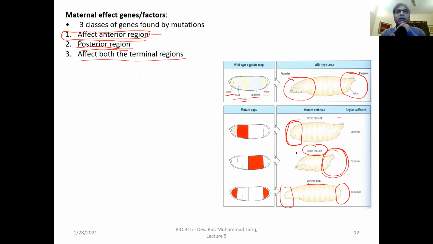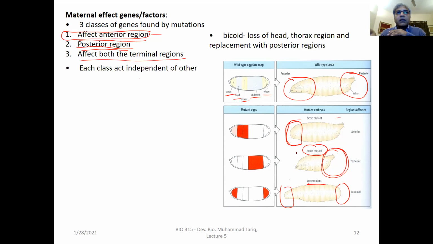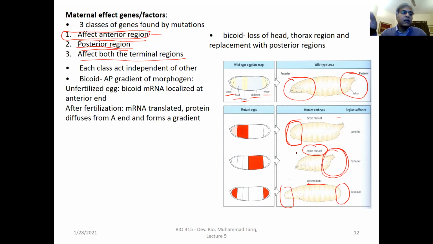Now, what are the molecular functions or features? Why does bicoid affect only the anterior side and nanos only the posterior side? Each class, the anterior mutants or the posterior mutants, acts independently of the other. Nanos caudal does not affect this phenotype. Bicoid mutant does not affect this phenotype, and torso acts independently of both bicoid and nanos.